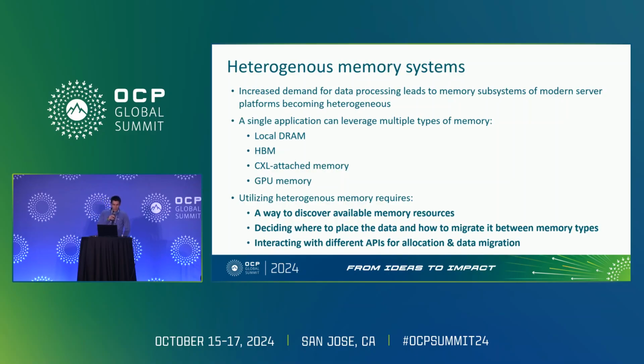And as a developer, utilizing those different memories requires a way to discover what those resources are on the system, deciding where to place the data and how to migrate that data between different memory types. And also, it requires interacting with different APIs for allocation and data migration. So for example, if you want to allocate local memory, you will use interfaces like malloc. But if you want to allocate memory for GPU, you often need to use different APIs, for example, driver APIs.